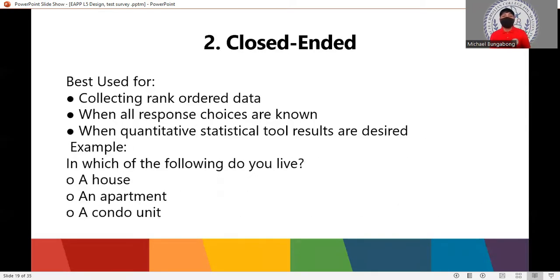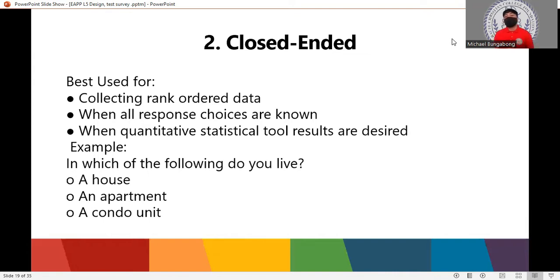Okay. So secondly, we do have the closed-ended questions. Closed-ended is best used for collecting rank or order data. Well, we do have different types of measurement, like the nominal scale. So it's all up to you: frequency, intervals. What kind of scale are you going to use, okay?